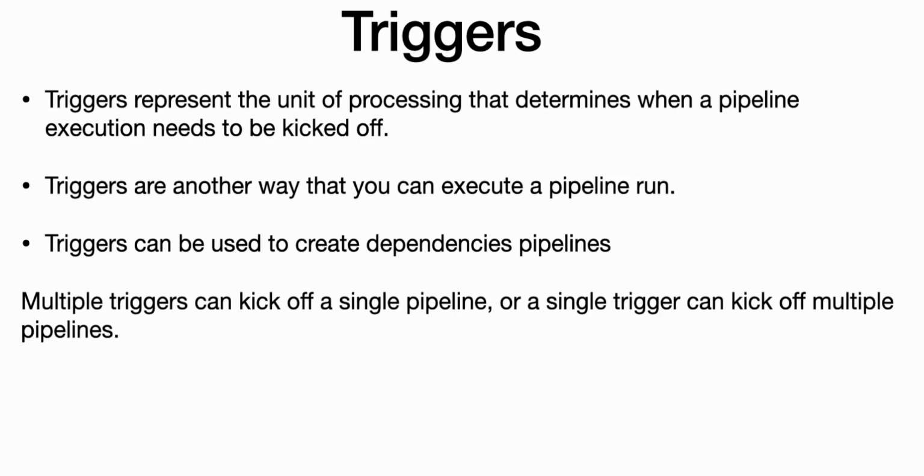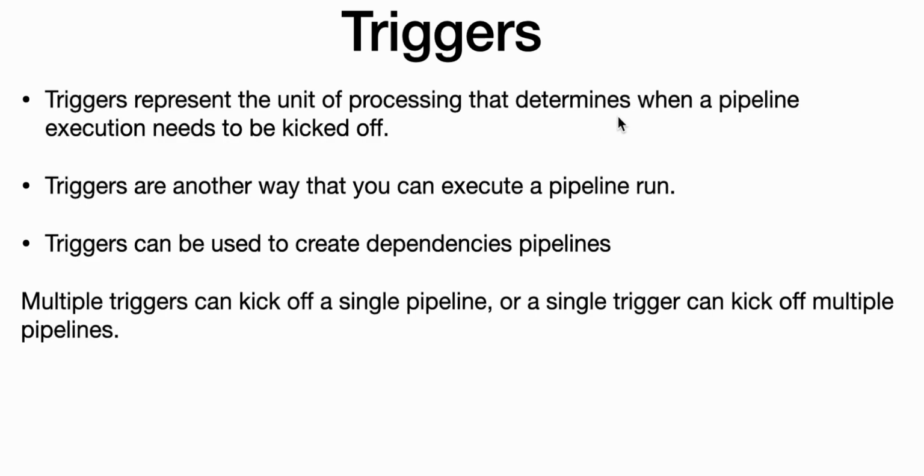The Data Factory triggers are used for automating a pipeline execution. Another way you can say it is that you use a trigger to automatically execute pipelines, and these triggers can also be used for creating the dependency between pipelines. The documentation from Microsoft says that a trigger represents the unit of processing that helps you in determining when a pipeline execution needs to be kicked off.